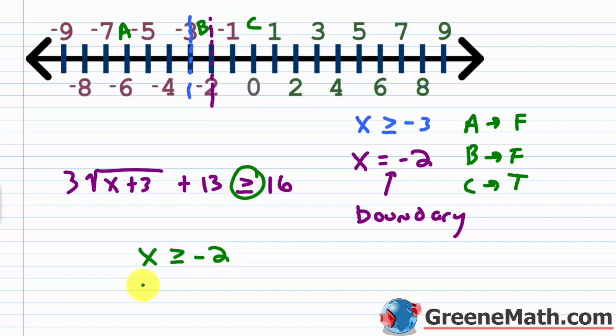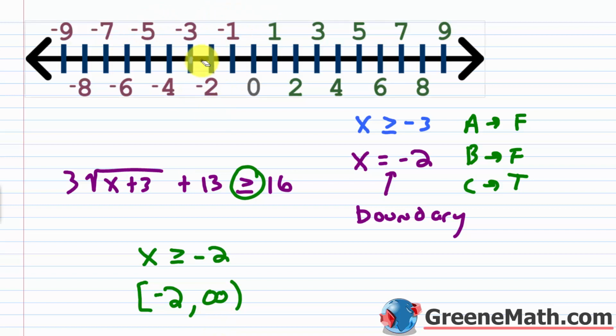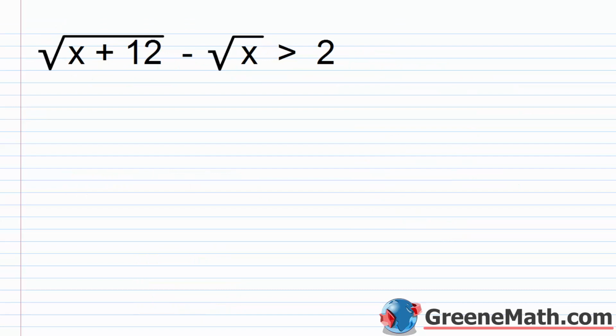So in interval notation, we'd put a bracket, a -2, a comma, an infinity symbol, and a parenthesis. And then graphically, you can follow that same pattern. We'll put a bracket at -2, and we'll just shade everything to the right. Okay, and that'll be our solution. All right, let's take a look at another one.